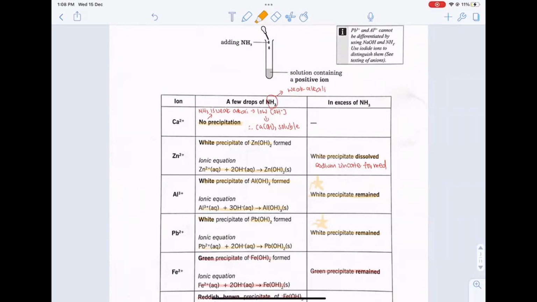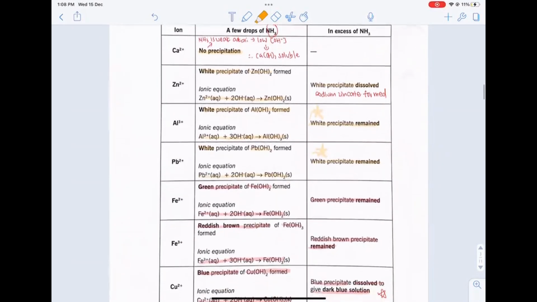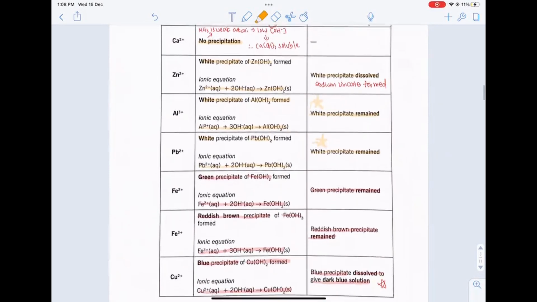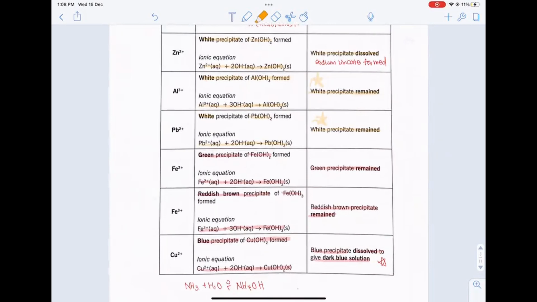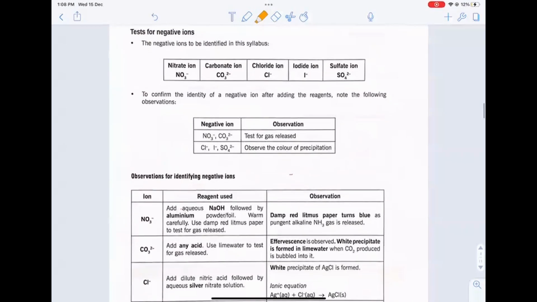Okay, so I hope that this helps you to remember the two different tables. So please take note that it's very important in qualitative analysis for you to know these two tables. If you don't know these two tables, you wouldn't be able to do any of the questions. So next, let us take a look at the tests for negative ions.